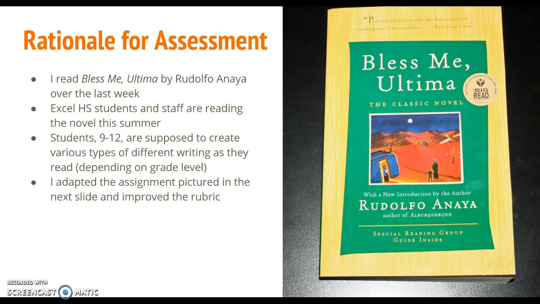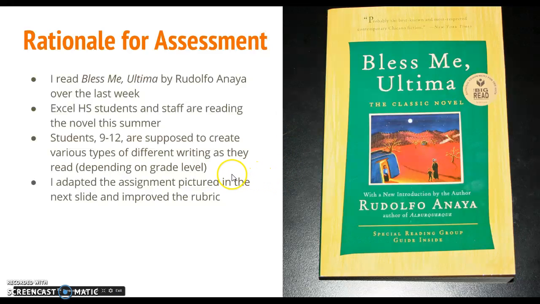So my rationale for this assessment came because I had to read a novel for the school that I'm going to be an English language development teacher at next year, and the book is called Bless Me Ultima. It's pictured here by Rudolfo Anaya, and he's a pretty famous Chicano author, and so the principal picked this novel for all of the students, 9 through 12, to read, including the staff, over the summer.